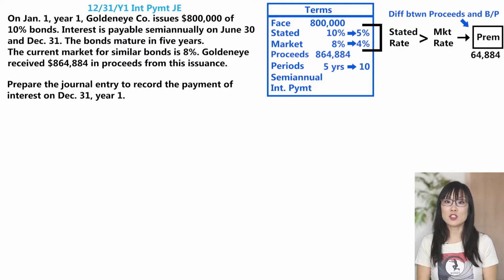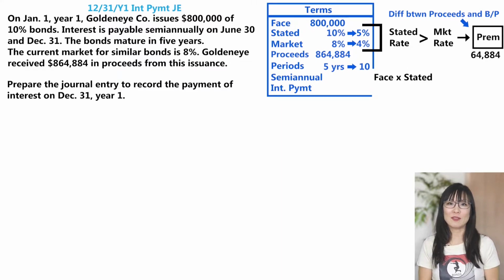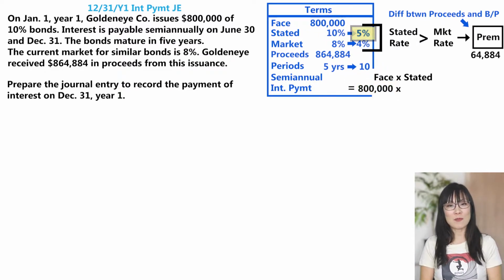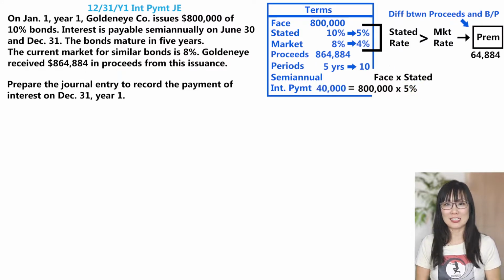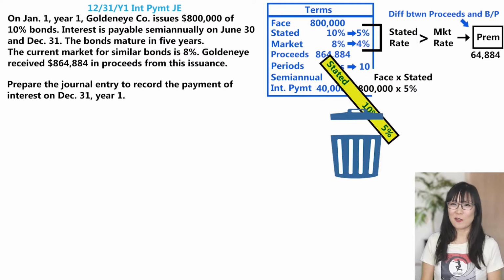While we're setting everything out, let's calculate the interest payment. Remember, the formula is just face times the stated rate. And note, the stated rate is only used to calculate the interest payment. Let's plug in our numbers. Face, $800,000 times the stated rate, 5%, equals $40,000. Now that we calculated the interest payment, we throw away the stated rate.